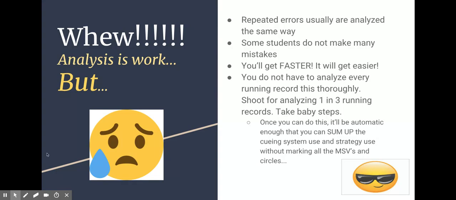Take baby steps. But once you can do this, it'll become automatic enough so that you can sum up their cueing system use and their strategy use without marking all the MSVs in the circles, just by glancing down their errors, their miscues, and their self-corrections. You'll be able to sum up in writing everything that I just talked you through right at the top of your running record.